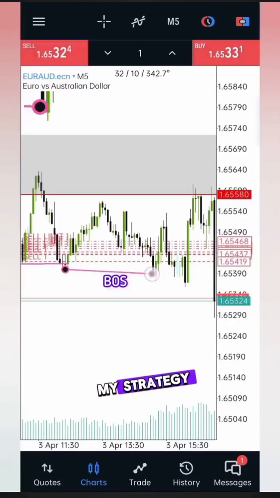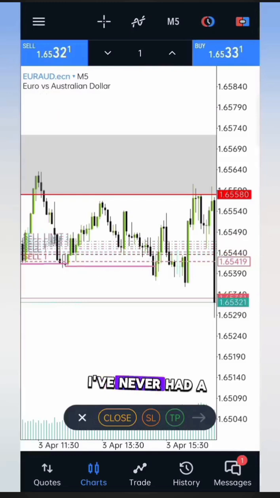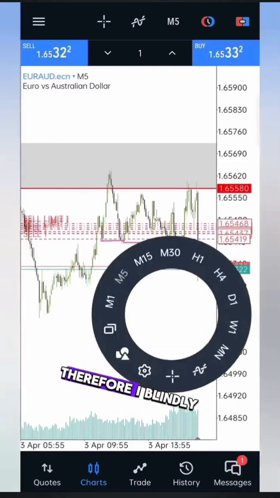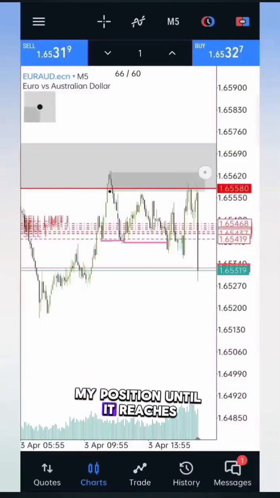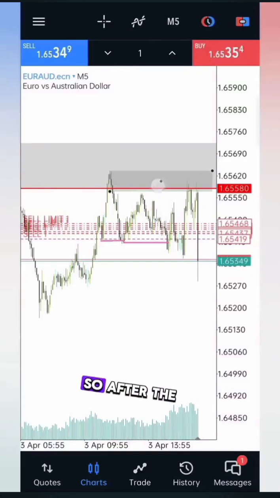Guys, my strategy always remains the same. I've never had a trust issue with my method, therefore, I blindly believe it and hold my position until it reaches the profit target zone. So, after the change of character.